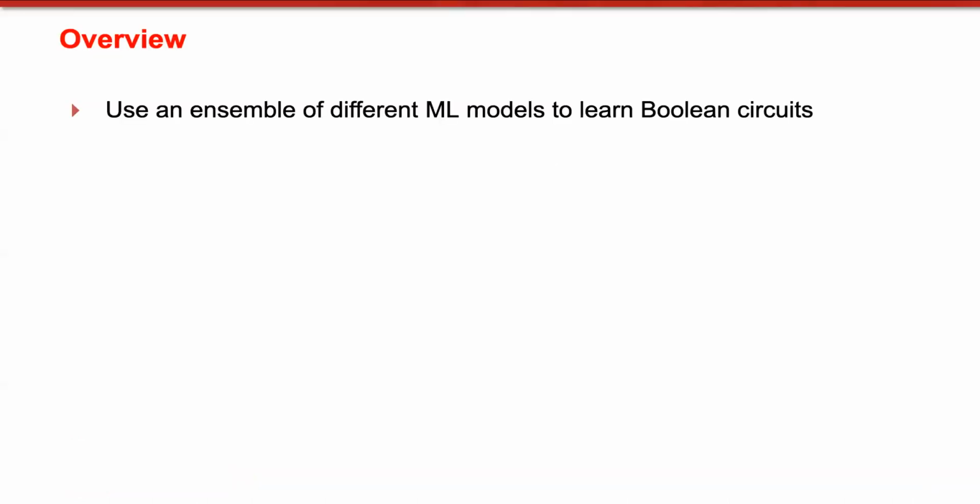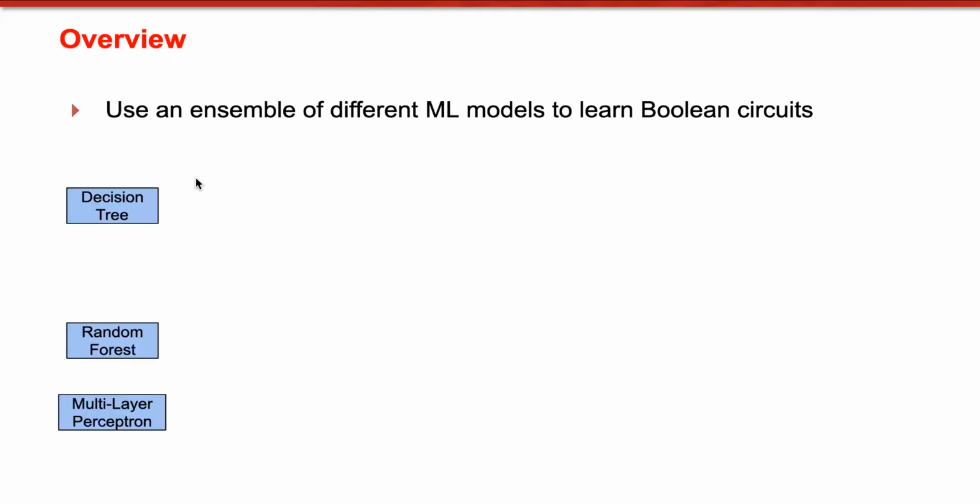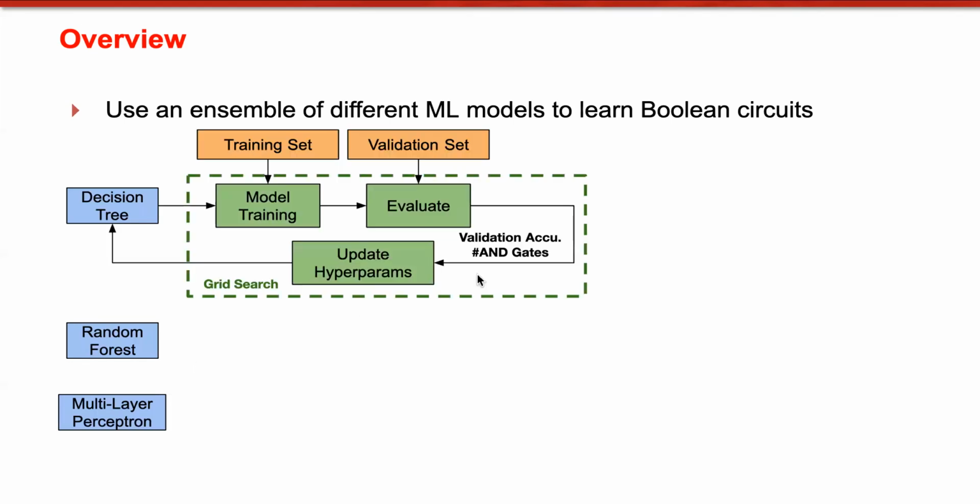Before we dive into the details, let me first give an overview of our approach. As mentioned in the previous slide, we use an ensemble of machine learning models to learn Boolean circuits. Specifically, we use an ensemble of 3 types of models: decision tree, random forest, and multi-layer perceptron. For each type of model, for each benchmark, we perform a grid search on the hyperparameters of the model. Since we can obtain the validation accuracy and gate count from ABC during evaluation, we can get the best model of this type after the grid search.